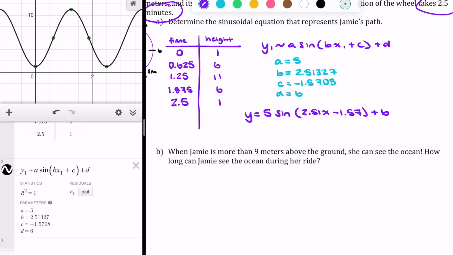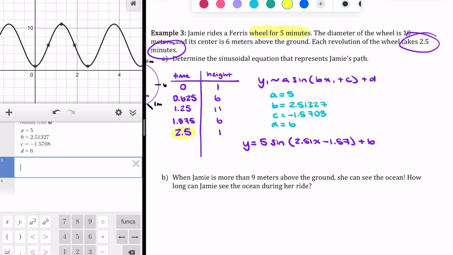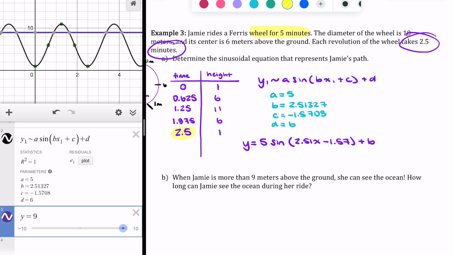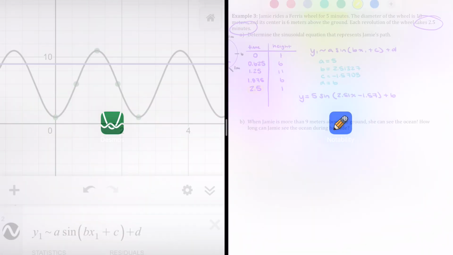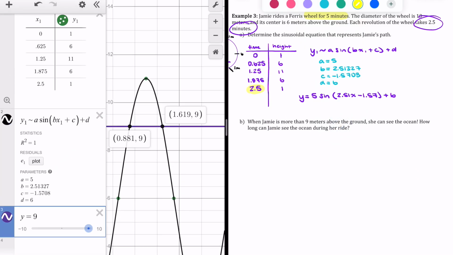So we know a couple of things that I want to point out. Thing number one, Jamie's riding the wheel for 5 minutes, which means she's making 2 full rotations. Because if one rotation only takes 2.5 minutes, then she could do 2 rotations in 5 minutes. When I take a look at this, I can use Desmos and plug in y is equal to 9. And I can figure out how long, in each segment there, she's above that 9 meter mark, right? And I just take those 2 x values and I subtract them.